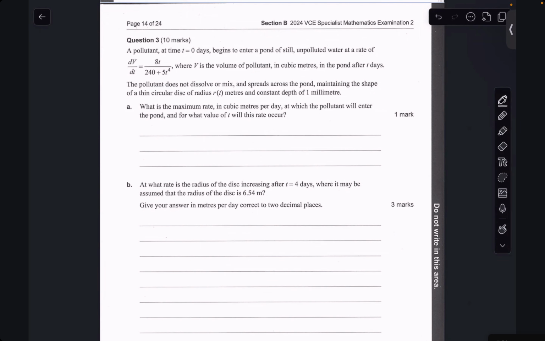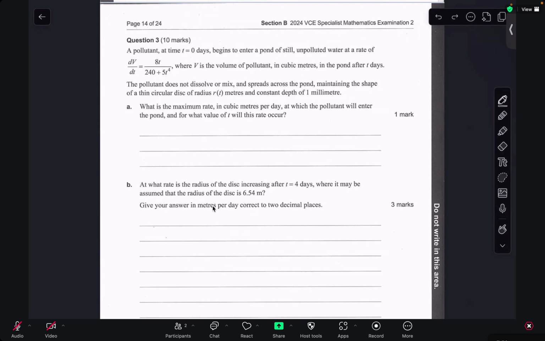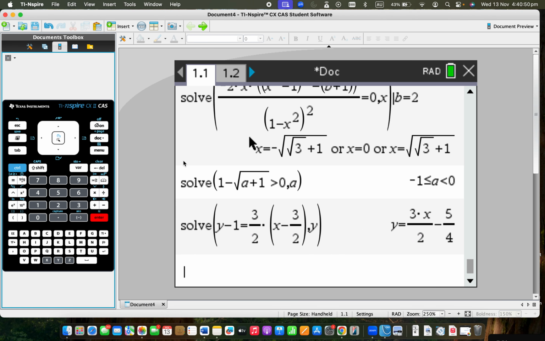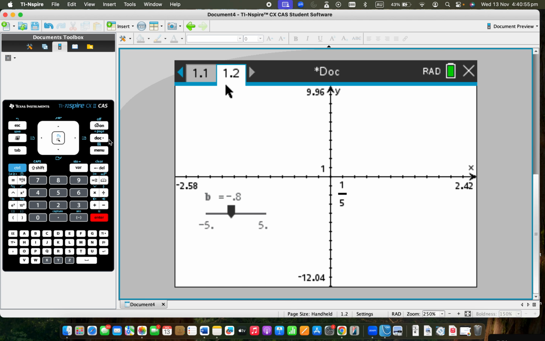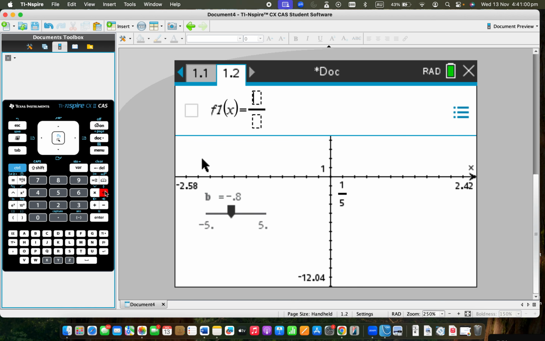So the maximum occurs for the smallest value of t, because the smaller the denominator, the bigger that will be. So, but that's at t is 0. Let's just, we can even just sketch it. So if we go here, get rid of all of this, and just sketch 8t, we have to use x here, because it's the calculator, over 240 plus 5x squared, x to the power of 4, whoops.